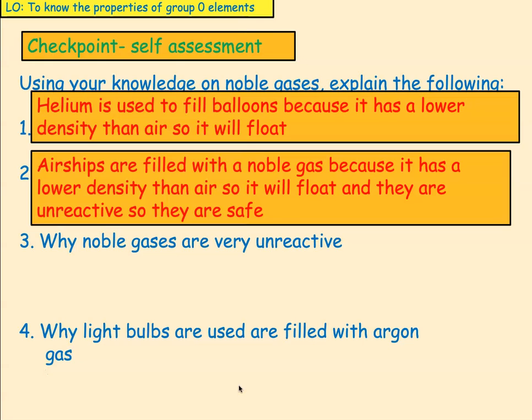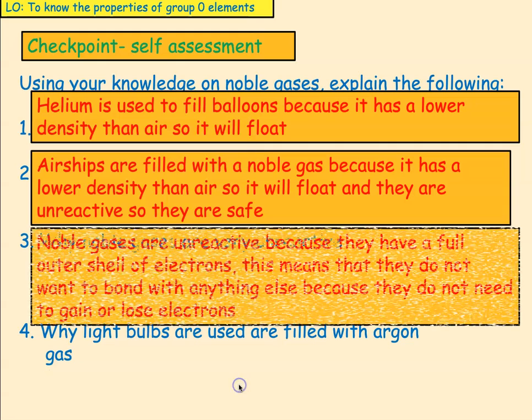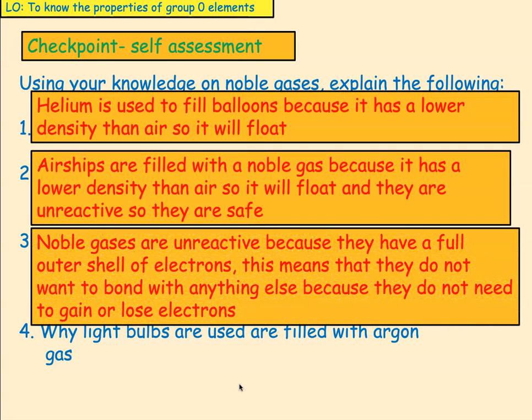Why are noble gases very unreactive? Well, they're unreactive because they have a full outer shell of electrons, so they don't want to bond with anything else in order to gain or lose or share electrons, because they already have a stable electronic configuration.